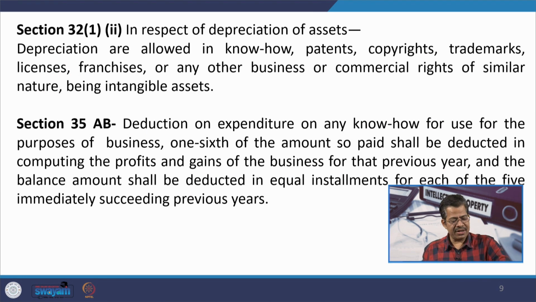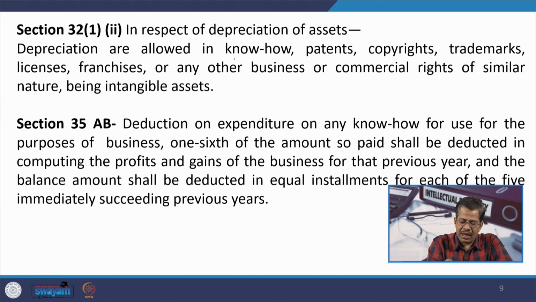Then after this section 9, there is another section, 32(1) part 2, in respect of depreciation of assets. Depreciation means the value is declining over a period of time. We all know that a patent is only for 20 years, and it is the most popular type of IP. A patent will have more value in the beginning, and slowly, there will be more competing technologies available, or competitors may have a better technology. So, your technology will depreciate, its value will decline over a period of time.